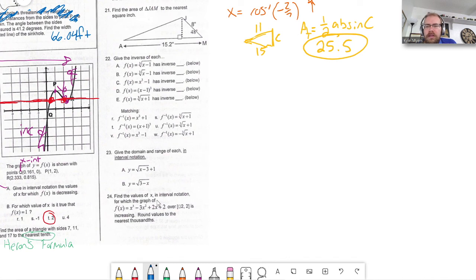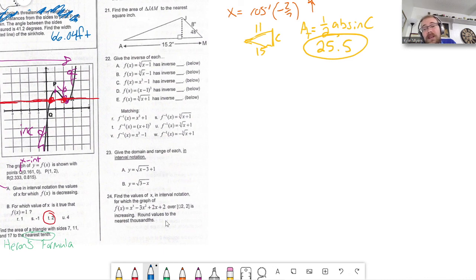Okay, 24, find the values of x in interval notation for which the graph of f of x equals x cubed minus 3x squared plus 2x plus 2 over the interval of box 2. I'm thinking maybe that was a negative 2 and it just didn't print. You've got to watch out for those typos. Pretty sure they want to go from negative 2 to 2. It wouldn't make sense to go from 2 to 2. So it's probably a negative. We want to have that function over the interval of negative 2 to 2.